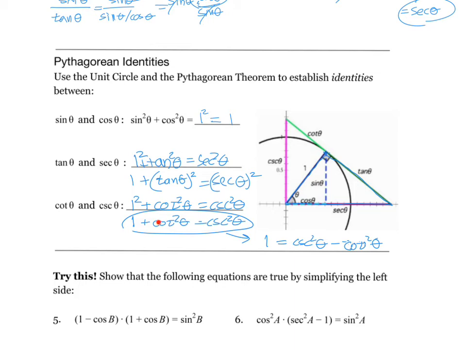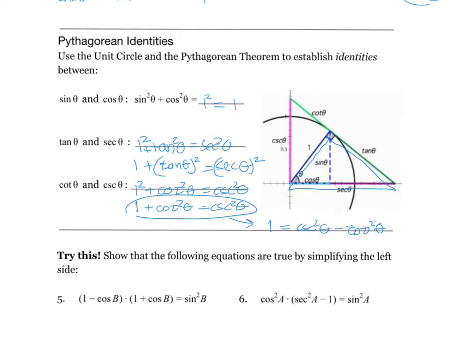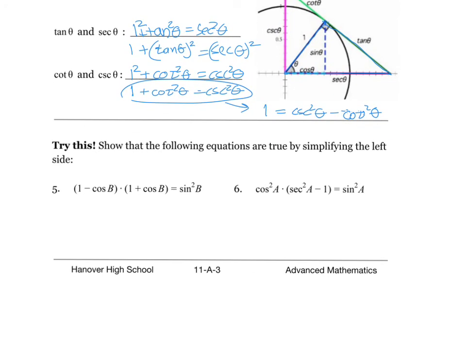Sorry about that. I subtracted cotangent squared from both sides and rewrote this as 1 equals cosecant squared theta minus cotangent squared theta. So, if this ever showed up in your algebra somewhere, you could say, oh, I remember that. That's just 1. And so that's how you get some really amazing simplifications.